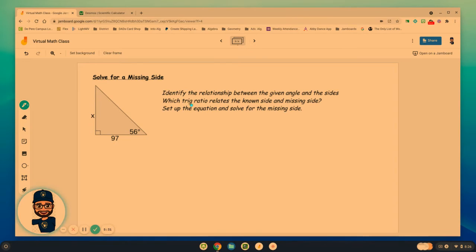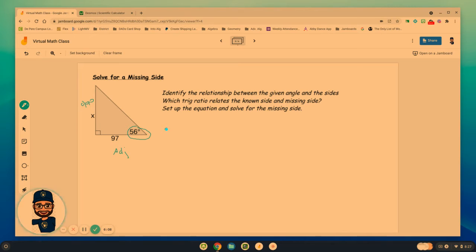So as you can see in this picture, they want us to find this side labeled X. What we need to do first is to identify the relationship between this given angle, that's where we're standing and looking, and the two sides that they give us. Well, what would we call 97? Hopefully you answered adjacent, because it's right next to the 56. What would we call the side labeled X? That would be called our opposite side.